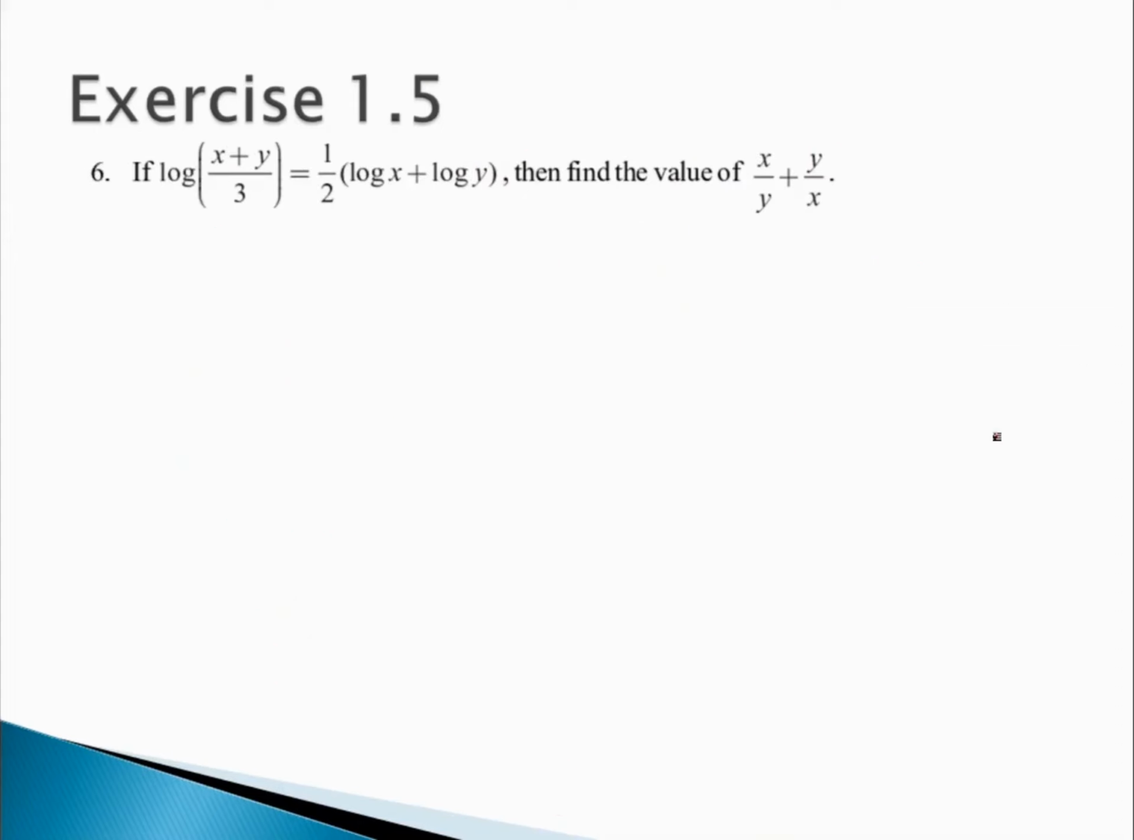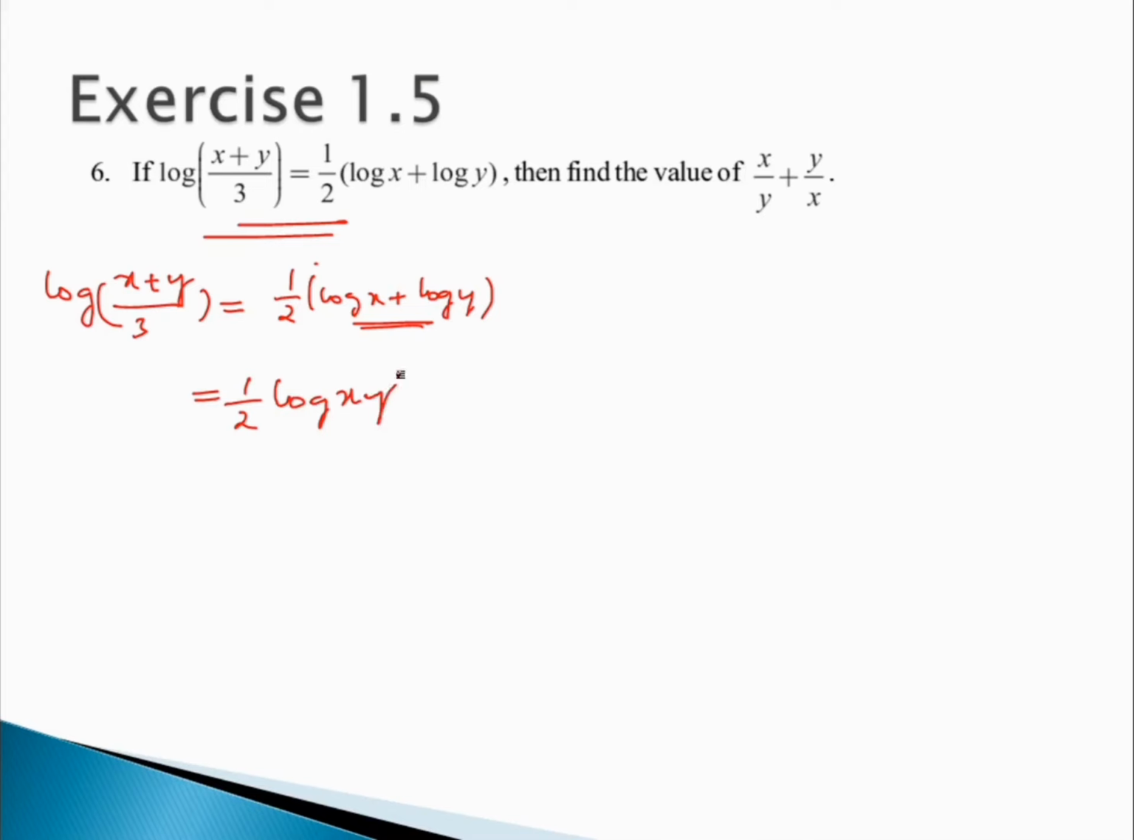So let's look at the next sum. If you are observing the next sum over here, look at this. This is log of this, equivalent to this one, right? So I am taking this value as it is, and the given thing is 1 by 2 of log x plus log y. Okay, so you know that I can write this one as log of xy because I have a formula: log mn is nothing but log m plus log n, isn't it?